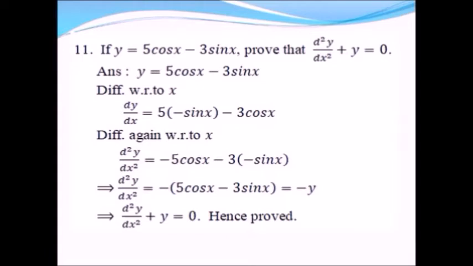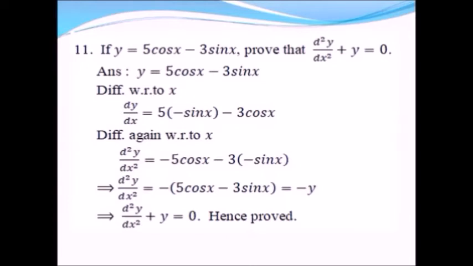From the solution, I am getting the equation for this problem. Now the given function is y is equal to 5 cos x minus 3 sin x. Differentiate with respect to x. You will get dy by dx is equal to 5 as it is, differentiation of cos x is minus sin x, minus 3 as it is, differentiation of sin x is cos x.